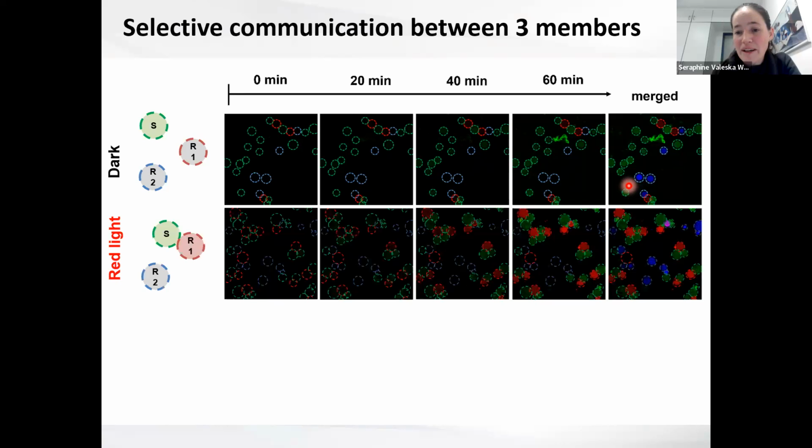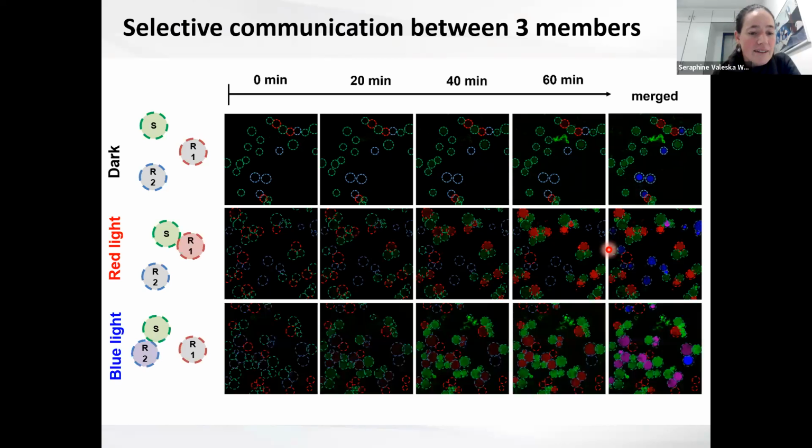Then if you do the same experiment under red light, you can appreciate that the senders light up in green and the receiver 1 population lights up in red. But the receiver 2 population remains blue, indicating that it has not perceived the signal. And then we can, of course, do it the other way around.